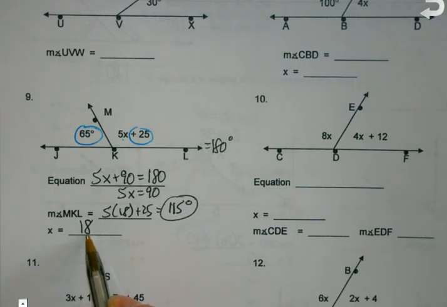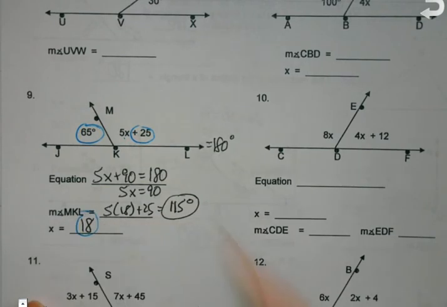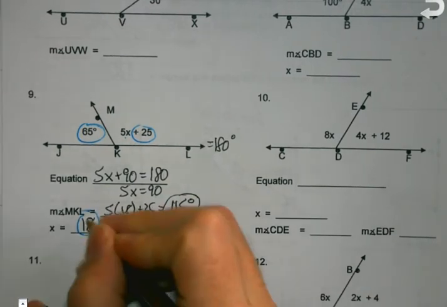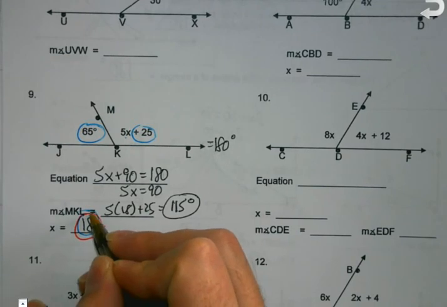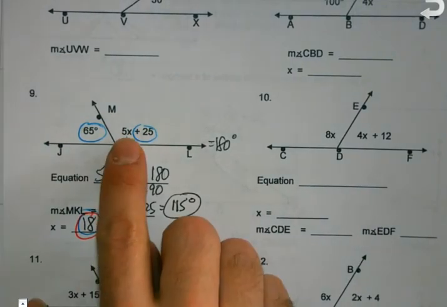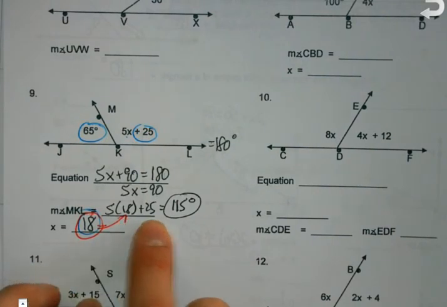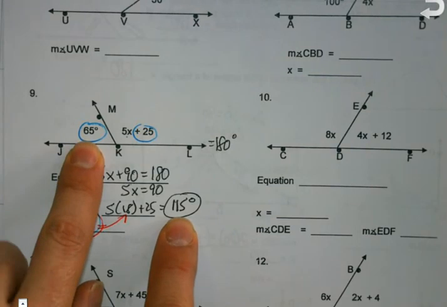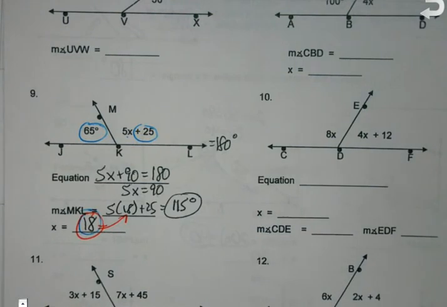And just like I did before, once I know what this x value is right here, to solve it, I just plug that in where the x goes. So instead of 5x plus 25, it's 5 times 18 plus 25, and that's where that answer comes from. And I can always make sure I'm right. If I add these two up, I should get 180. Okay? So that's how the straight angle ones work.